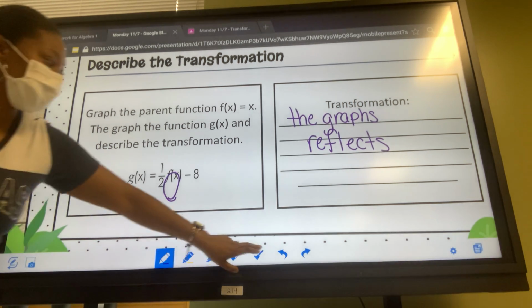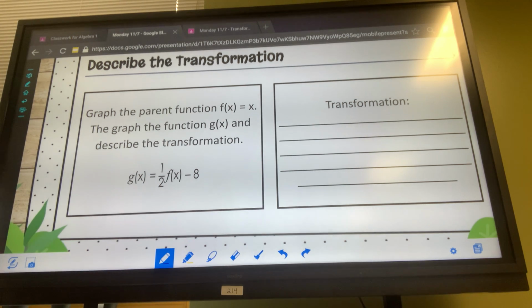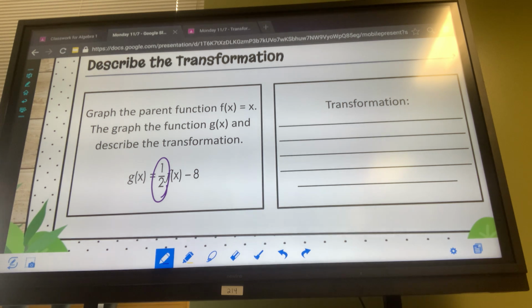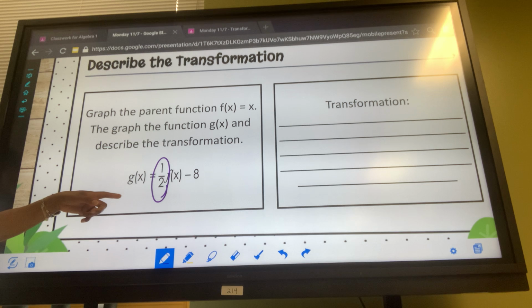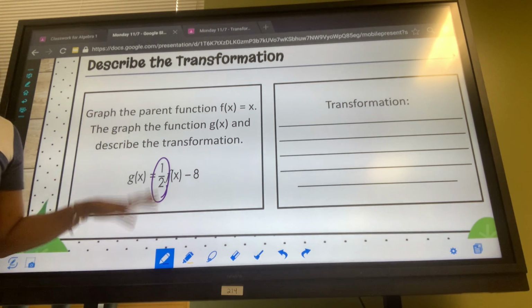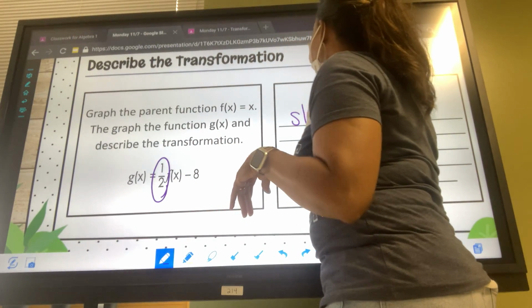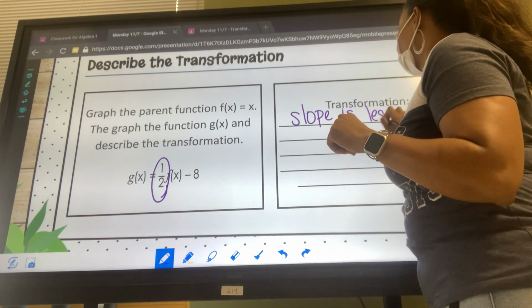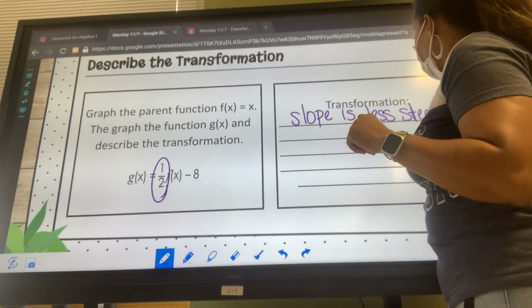All right, the next one. That's kind of tricky, huh? Take time to think about it. What do you notice, Jasmine? It's a fraction in front of our f of x. What does that fraction mean? What does that half do? Is this going to affect our y-intercept or our slope? Our slope. Remember, it either gets more steep or less steep. Which one is it going to be? Less steep. Remember, this is less steep, because it's less than 1. So the slope is less steep, or you can say flatter.